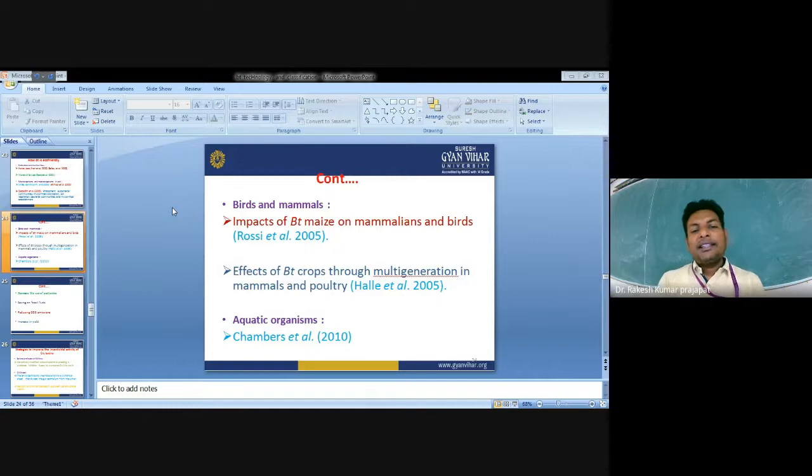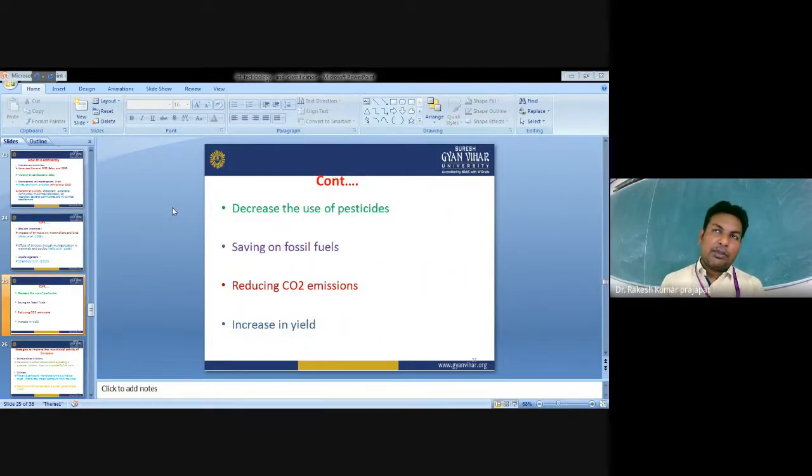If you take the example of birds and mammals, we already studied the impact of Bt maize on mammals and birds. There is no significant health hazard associated with Bt maize for these birds and mammals. Effect of Bt crops through multiple generations in mammals and poultry: again, no significant human health hazard associated. Aquatic organisms also, Chambers et al. 2010 experiments concluded that there is no effect, because Bt does not persist for a longer period. It gets biodegraded by different microorganisms.